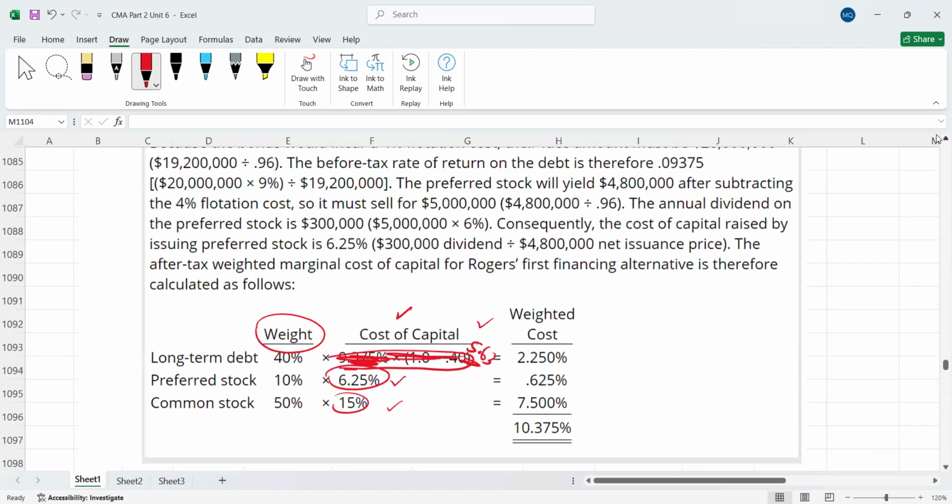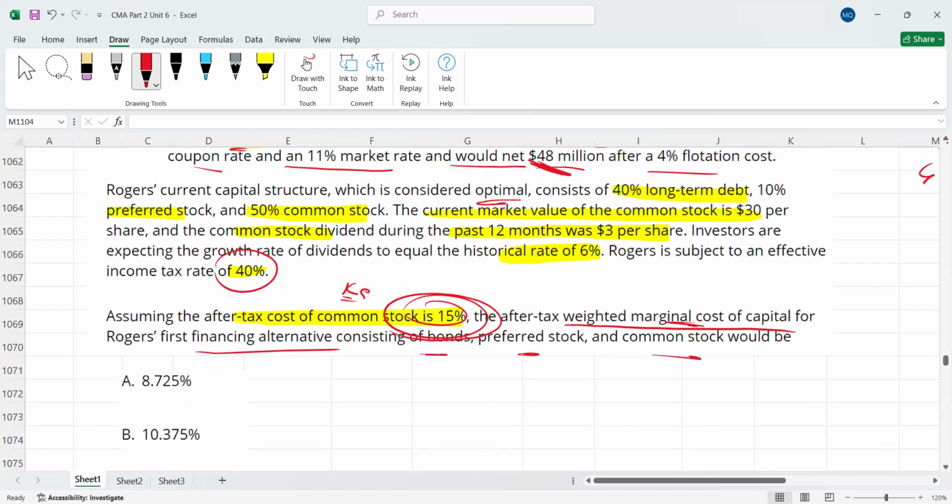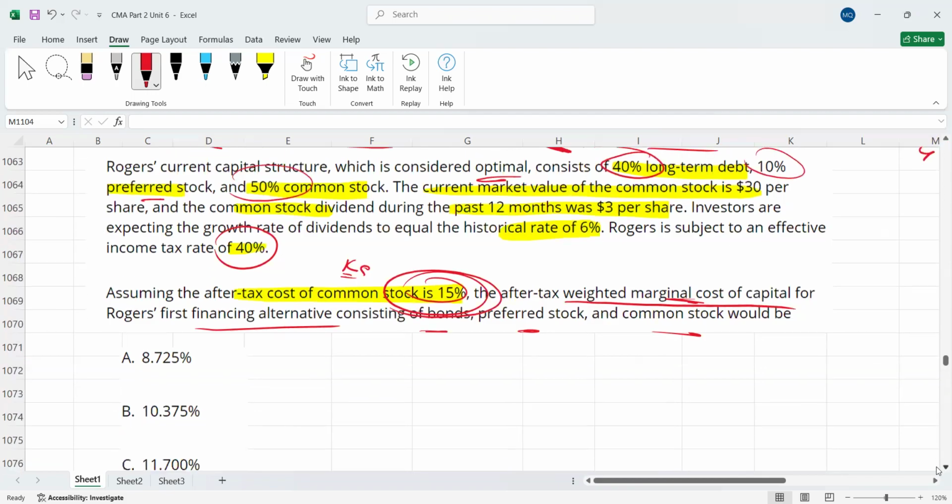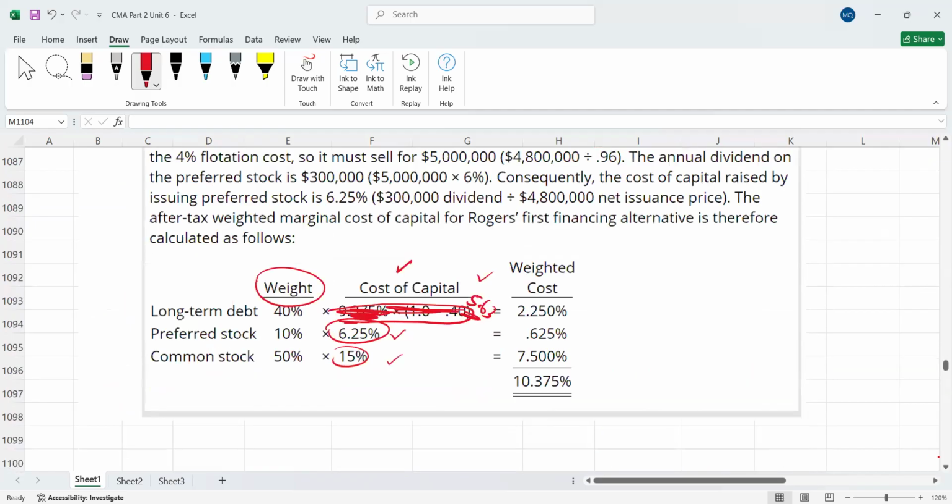Just go back to the question. See, weights are given, right? The weights are 40% long-term debt, 10% preferred shares and 50% common stock. So we will write these weights as 40, 10 and 50. Now we'll multiply 40 times this, 10 times this, 50 times this. You will get these answers, and if you add all of them, this is your weighted average cost of capital. This is going to be your answer. Understood, guys? I hope it is clear, right? So see you in the next class then. Thank you so much.